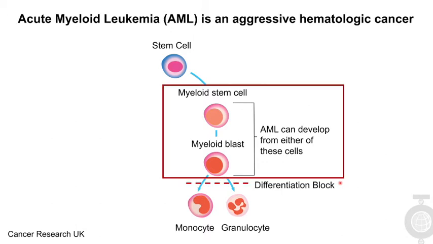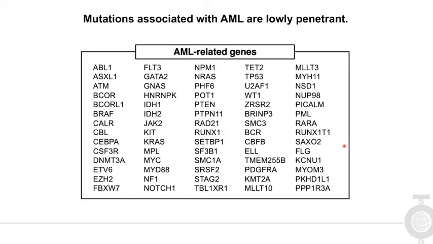As shown in this schematic, AML is a highly heterogeneous disease characterized by the proliferation of a poorly differentiated myeloid cell population. There are around 70 genes that have been found to be commonly mutated in AML. However, the genetic basis of this disease remains largely unclear, as mutations in individual genes are lowly penetrant and express complex patterns of co-occurrence and mutual exclusivity.